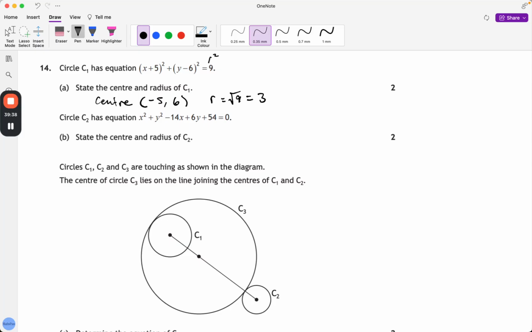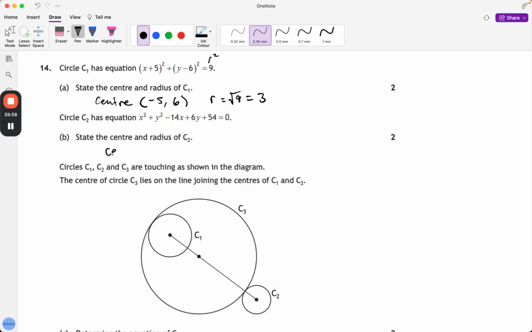Grand. Okay, for circle 2, we have the equation x squared plus y squared minus 14x plus 6y plus 54 equals 0. And again, we want to state the centre and the radius. Generally speaking, there's a little bit more work to do with these ones for the radius, but you still just want to have a little look at your formula sheet and then compare from there.